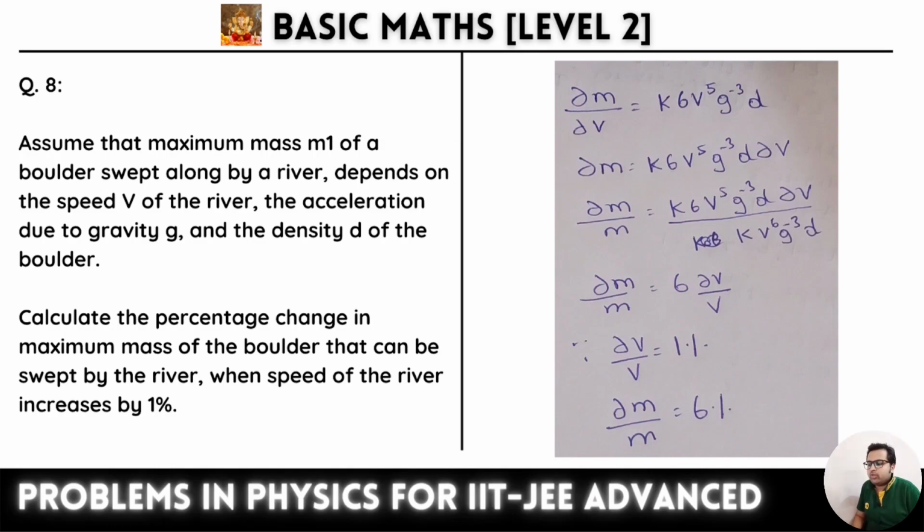Okay. Now in the problem, delta v upon v is given, because what is delta v upon v? Change in speed of the river. So the change in speed of the river is 1%. So just substitute 1%. So what is delta m upon m? Change in mass. So the change in mass will be 6%. So this is the answer. If the speed is increased by 1%, the river can carry 6% more mass.